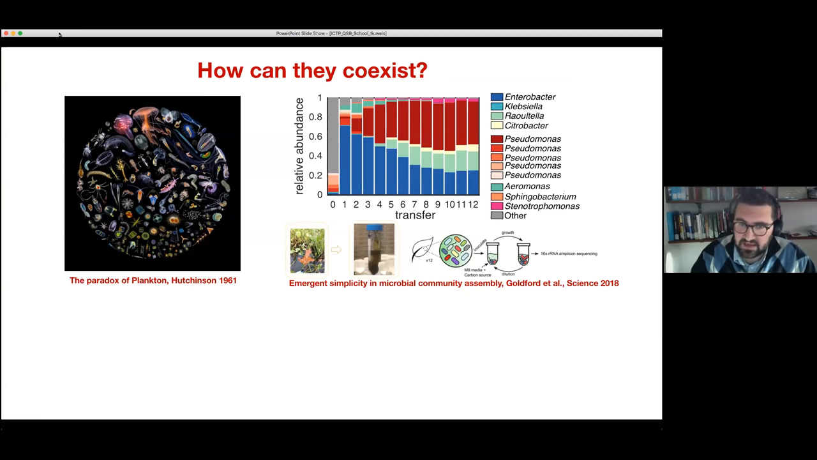In the last years, and you will have the opportunity to hear from Alvaro Sanchez about his great work on this, you can sample environmental DNA directly and analyze, for example, the microbial diversity found in very different types of environment. You can then cultivate these communities in the lab in a controlled experiment, and using just very few resources, even one resource, you observe many species, 20, 30, that can coexist for a long time.